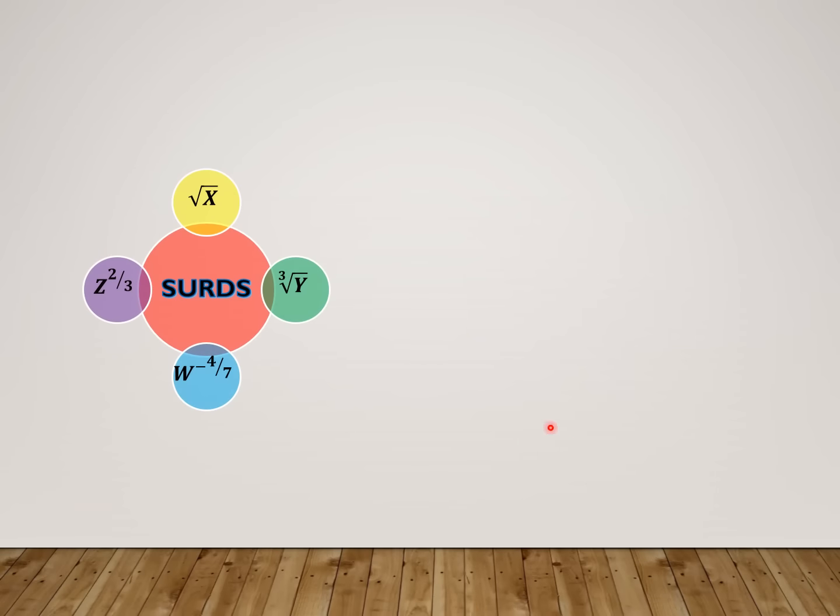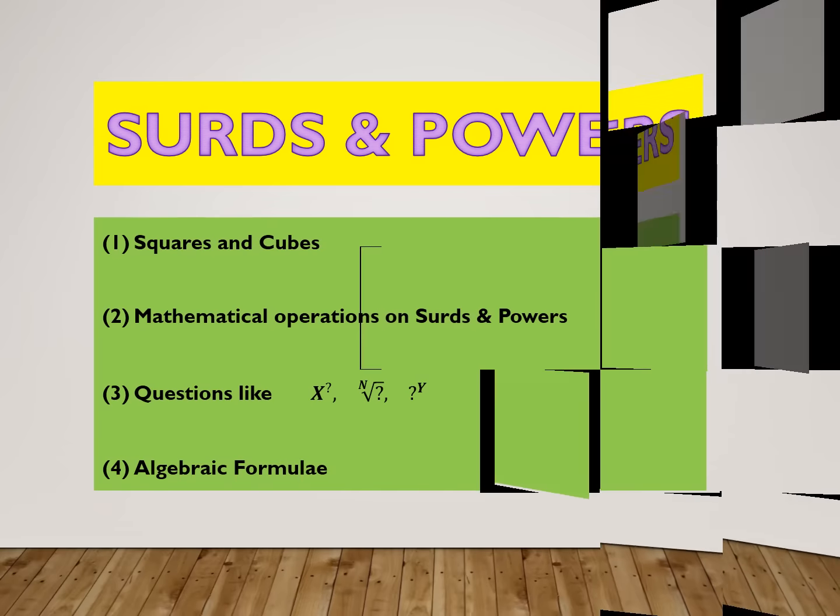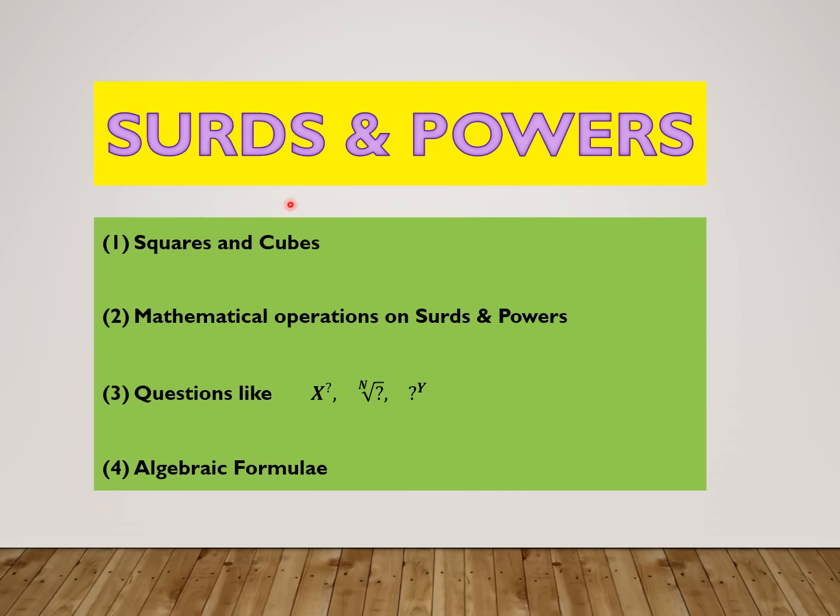Surds. Surds are numbers left in root form. They can be square root, cube root or any fractional power, positive or negative. Whereas powers consist of only positive or negative integers as the superscript, such as squares and cubes. Questions based on surds and powers which are asked in exams can be broadly solved using 4 concepts. In this video we will explain the concept of squares and cubes.